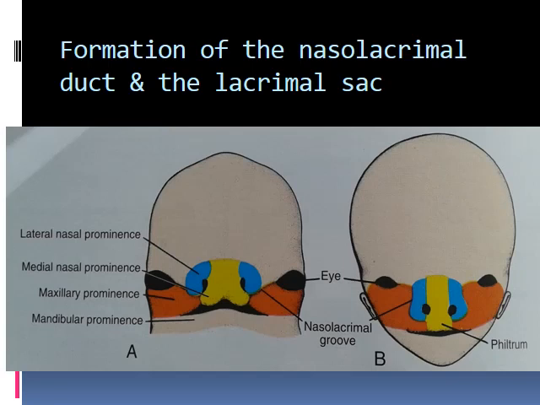So far we have talked about the fusion of the medial nasal process. Now let us see what happens to the lateral nasal process. Medial nasal process is represented by the yellow color, remember, and the lateral nasal process is being represented by the blue color, and the orange color is the maxillary prominence. Now as the maxillary prominence, I said it will go medially.